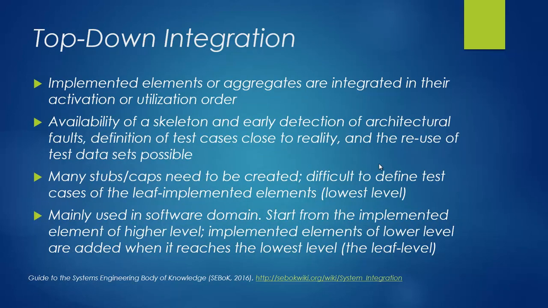In a top-down integration technique, the elements or aggregates are integrated in their activation or utilization order. This approach will have a framework or skeleton to follow, and early detection of architectural faults is possible. Test data can be close to reality, and it's possible to be reused again. Many main branches or stubs, as we call it, need to be created, since it will be difficult to define the proper test on the lowest level of integration, which is called the leaf level.